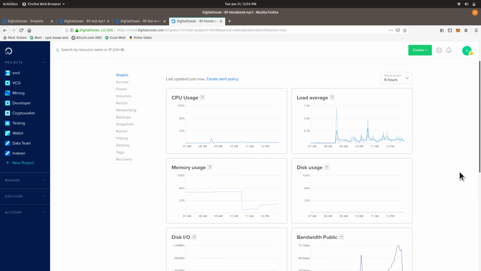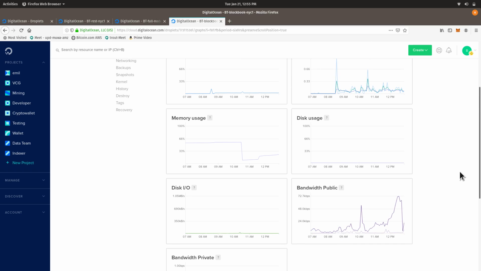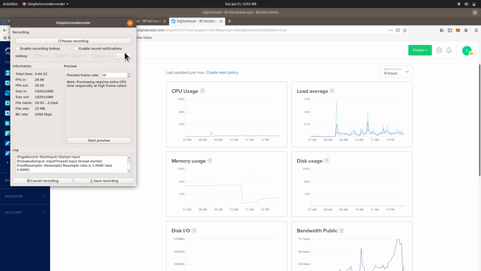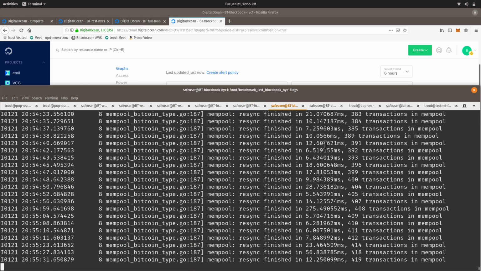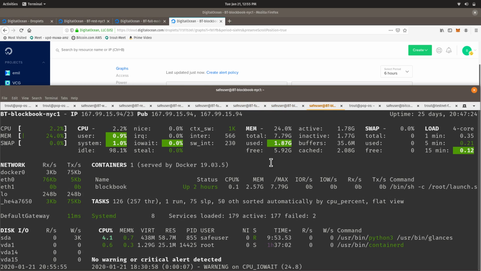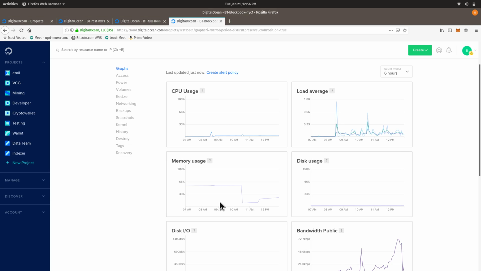So that's the graph. If we look at Glances, there's the log coming through. We can see that it's at about 24% memory usage, which is about 2 gigabytes. This is an 8 gigabyte, 4 CPU droplet. The CPU usage is pretty negligible. It's just sitting there, staying synced up to the network. Okay, so that's the state of the subcomponents.